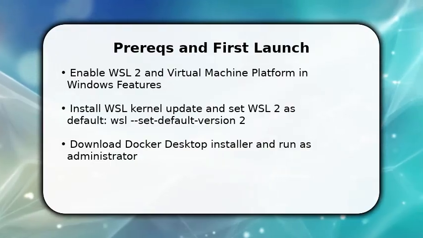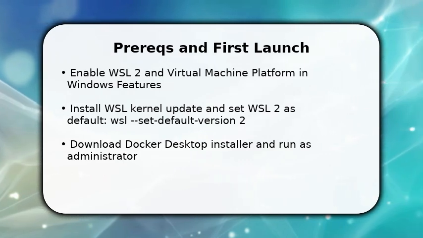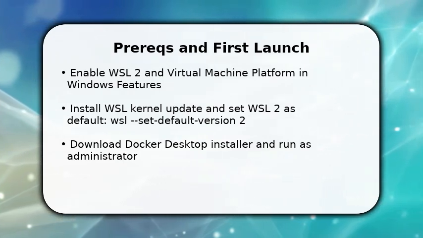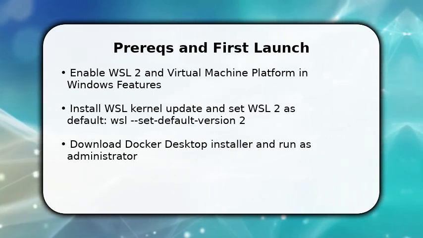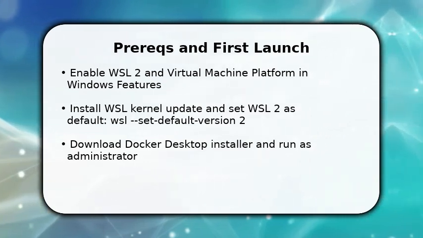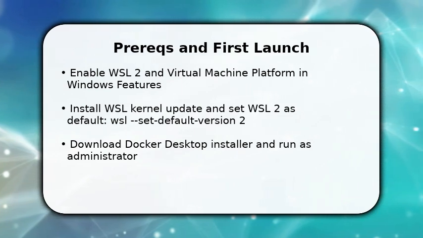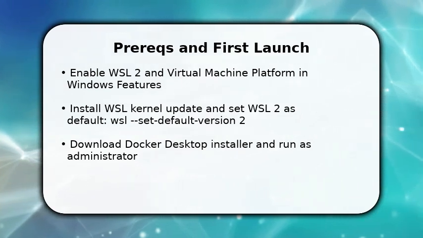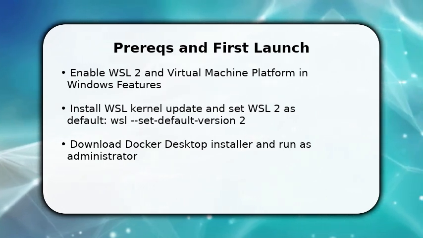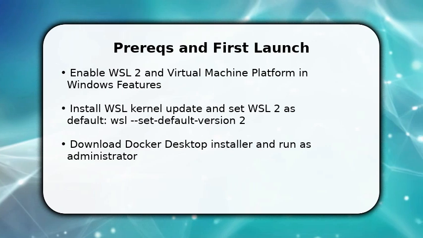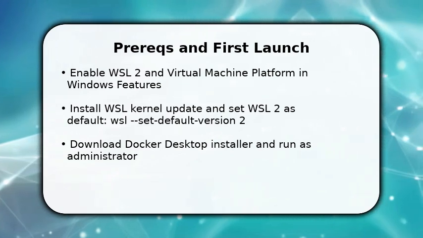You start by confirming prerequisites. This saves time later. Make sure WSL2 and Virtual Machine Platform are enabled in Windows Features, then install the WSL kernel update. Once done, set WSL2 as the default with wsl --set-default-version 2 because Docker Desktop relies on that backend. Next, run the Docker Desktop installer as administrator.